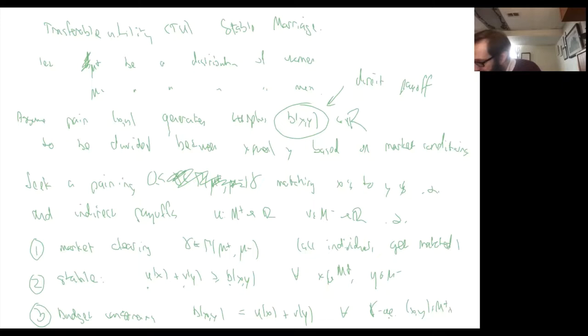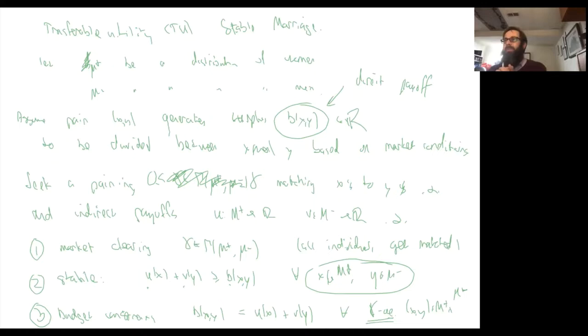Right, so the first condition has to hold for all X and Y's, the middle condition rather, the second condition. The last condition only has to hold for those gammas, those X and Y's that are actually partnered with each other. So gamma basically says who marries whom.